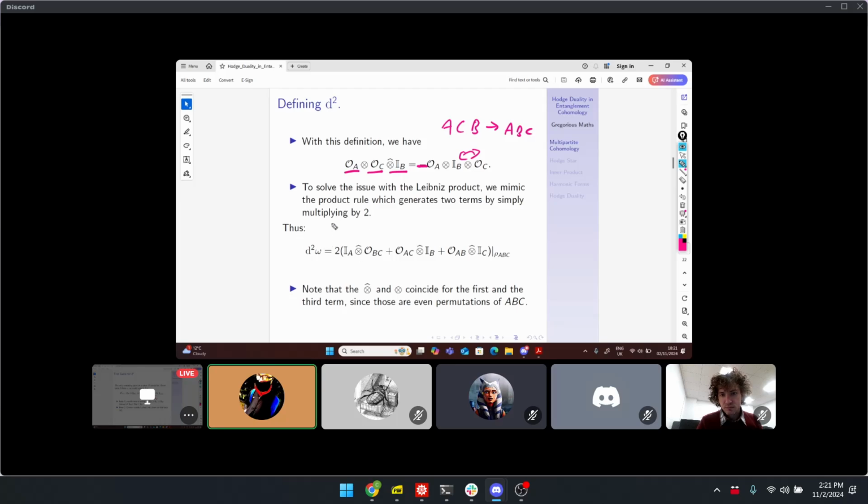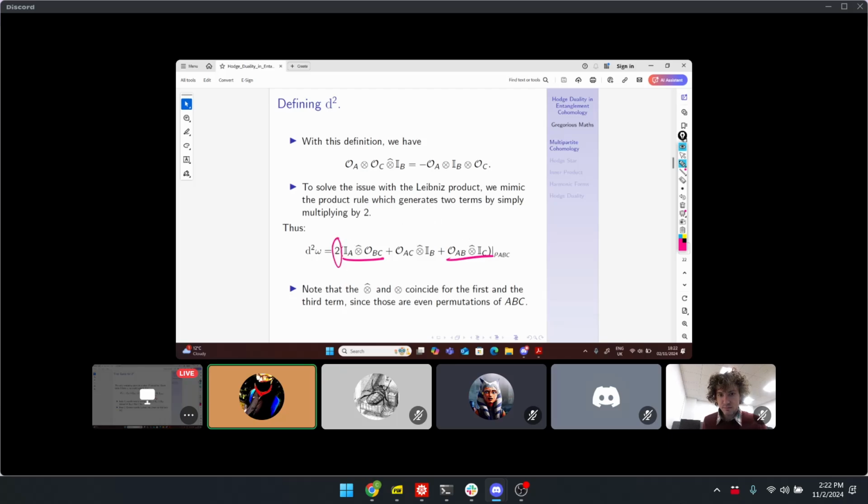Now what we have is that the differential is now this operator acting on BC times the identity on A, plus this operator on AC times the identity on B, plus this operator on AB times the identity on C, all restricted to ABC, except now we're using the shuffled tensor product. And this shuffled tensor product actually doesn't do anything to these 2 guys because they're acting in the correct order anyway.